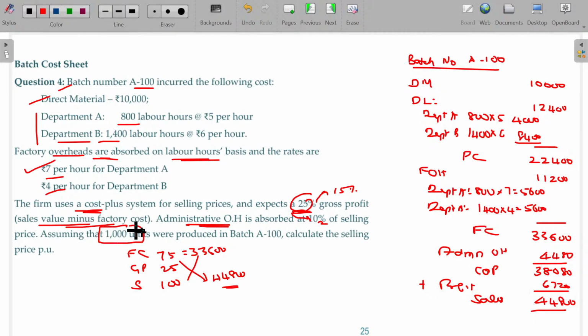Assuming 1,000 units were produced in batch number 100, calculate the selling price. Now, what is the selling price per unit? You have to divide this by the number of units. Yes, of course, 44.8. So preparing the batch cost sheet is nothing but a cost sheet only. Prepare the cost sheet using absorption costing for a batch of 100 units or 200 units and then find out the cost per unit. That's all.